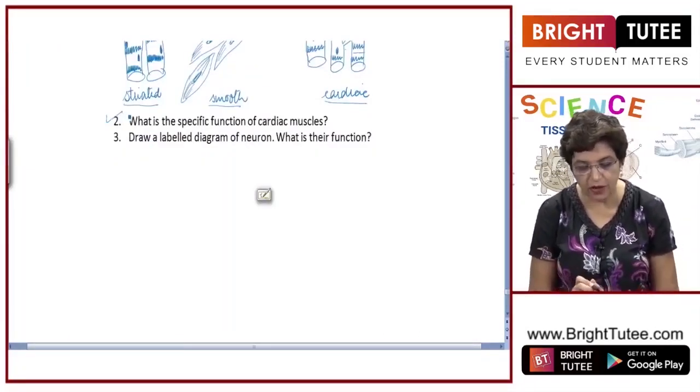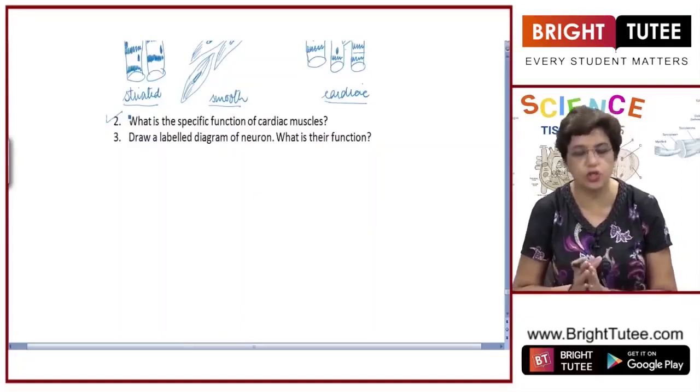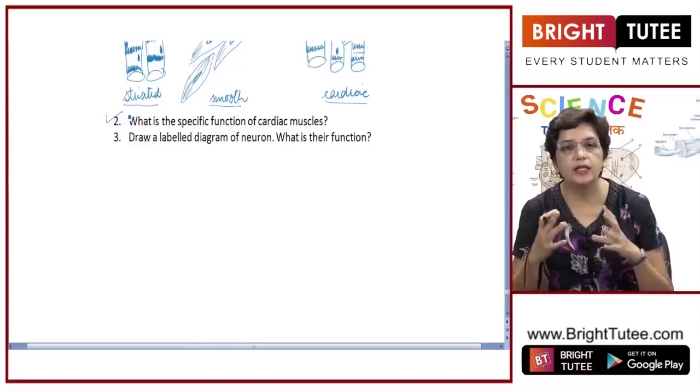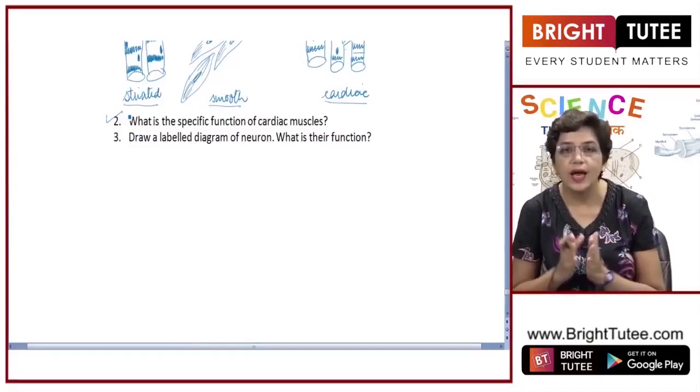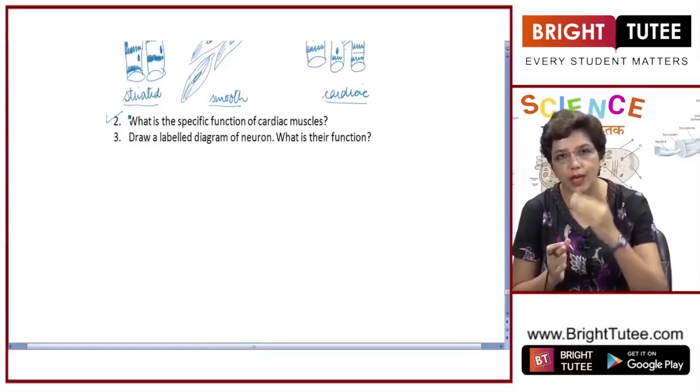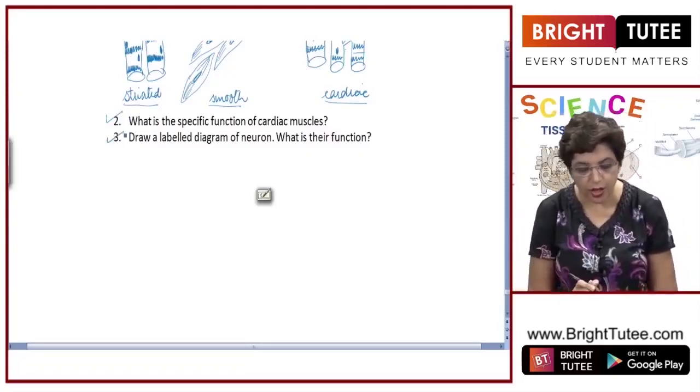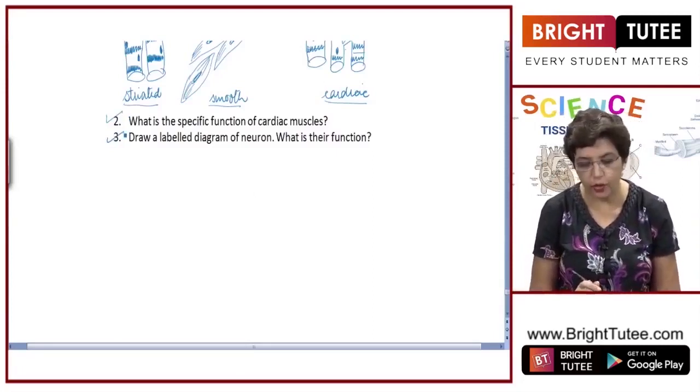What are the specific functions of cardiac muscles? I just told you, cardiac muscles are present on the walls of the heart and their contraction and relaxation helps in the pumping of blood into the circulatory system. Third question: draw a labeled diagram of a neuron and what are their functions.